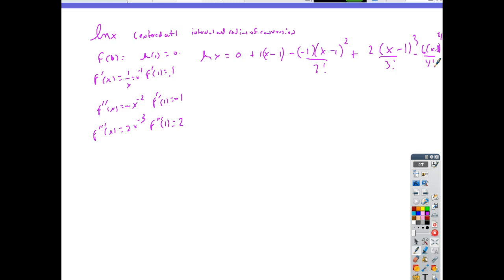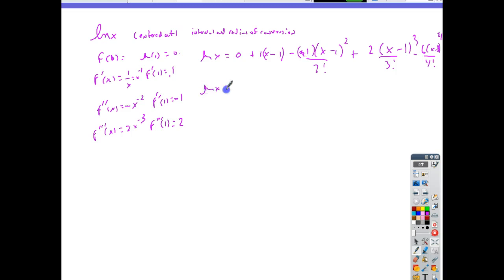Why am I minusing 1? Oh, sorry, you're right. Okay, so with a little bit of thought, I realized that this is 2 factorial divided by 3 factorial, that's just a 3. This is 3 factorial divided by 4 factorial, so that's just a 4. So that's probably the pattern.